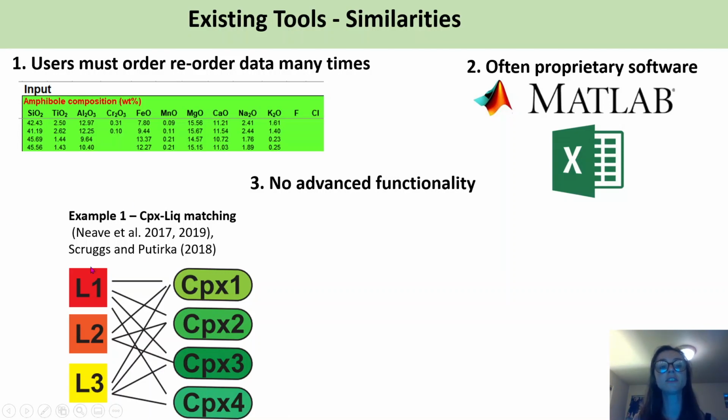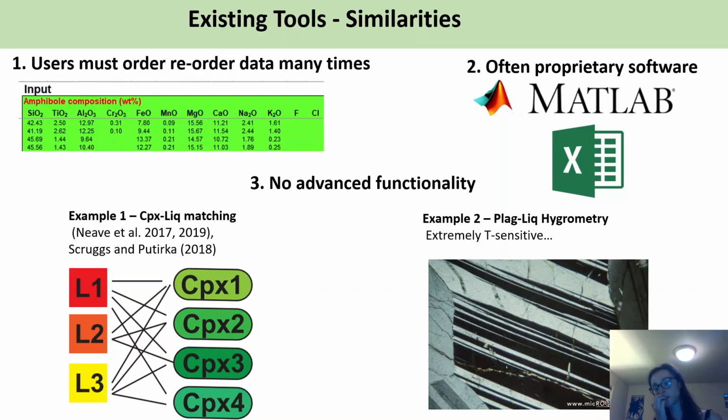Now, David Neave addresses this in an R script, but it is not publicly available. And Scruggs and Putirka, there is a YouTube video showing how you can do this, an adaptation of this in Excel, but again, it's relatively slow. So one of the things we've provided in Thermobar is a really quick function which allows you to assess these, apply different equilibrium filters, and the code runs very, very quickly within a matter of seconds.